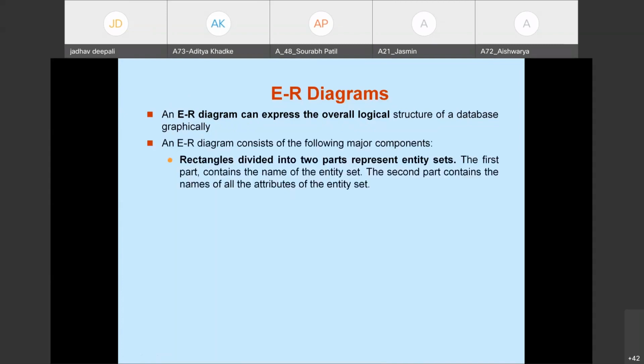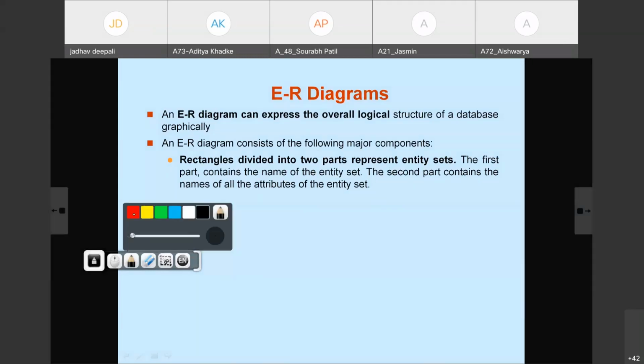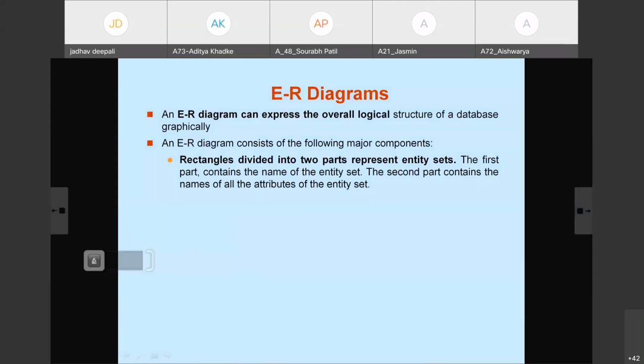Now the ER diagram is drawn with components. Those components we are going to learn here. So what are the components when we draw an ER diagram? The first component of an ER diagram is a rectangle, which is divided into two parts, to represent the entity set. So how do we represent the entity set in an ER diagram? I am going to draw it here.